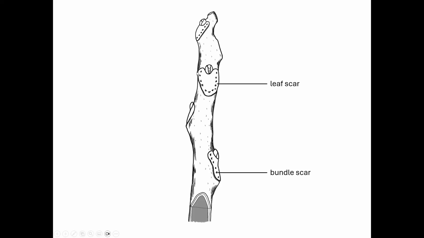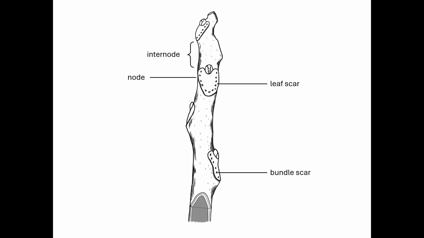The arrangement and the number of these bundle scars inside the leaf scar can tell us something about the identification of a plant. Sometimes plants only have 1 bundle scar, sometimes they have 3, sometimes the bundle scars are big and obvious, and sometimes they're very small. These little details can help us in our identification.